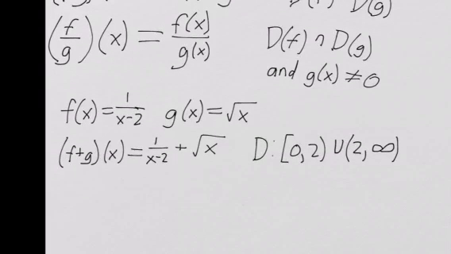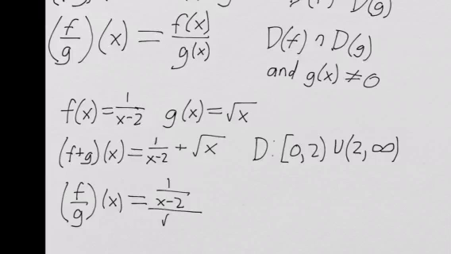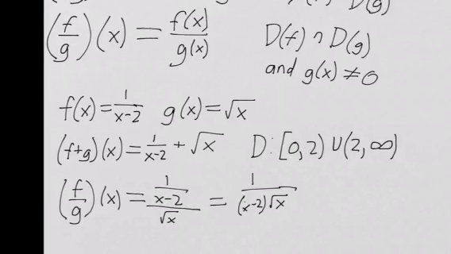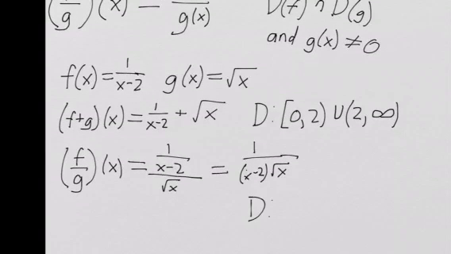Now, if I ask you for f divided by g of x, so now we have 1 over x minus 2 divided by square root of x, which I can simplify into 1 over x minus 2 times the square root of x. And now the domain is not going to include the 0 because we can't divide by 0. So anything from 0 to 2 and 2 to infinity.